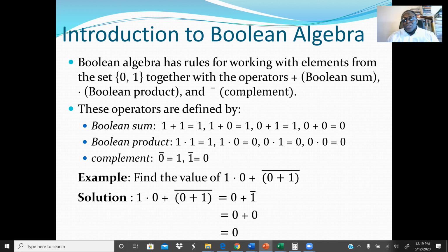Complement means if it's yes, the complement of yes will be no. If it's true, the complement of true will be false. So in Boolean algebra, the complement of 1 is 0. The complement of 0 is 1.